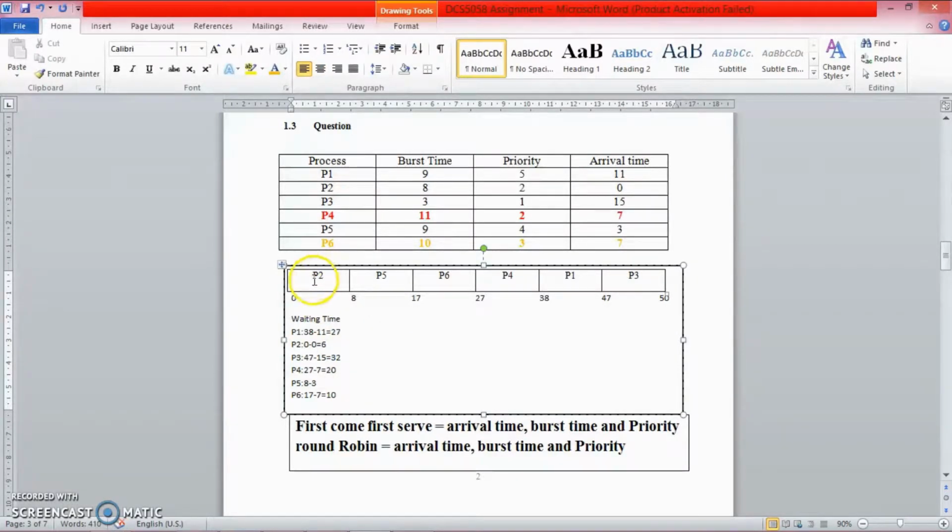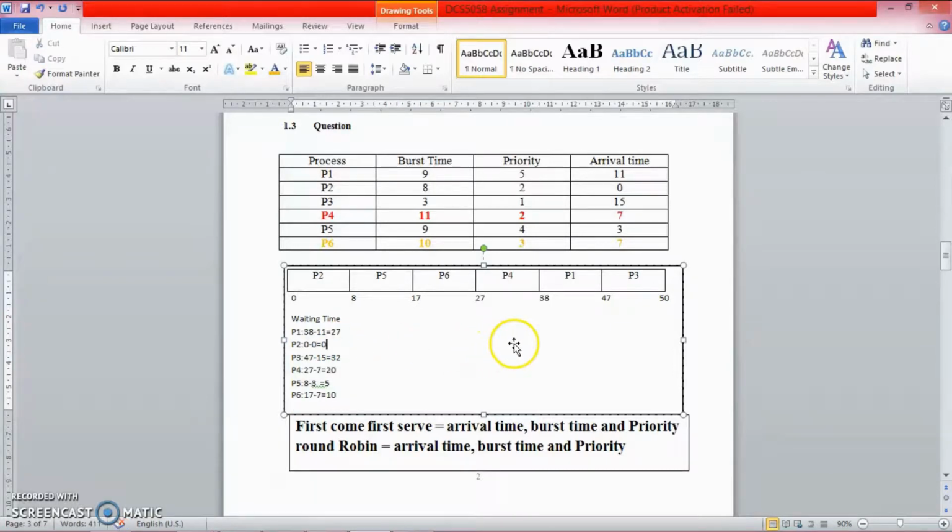And then P2 starts at 0 and the arrival time is 0. So 0 minus 0, you will get 0. For P3, the starting time is 47, but the arrival time is 15. So you have to do 47 minus 15, you will get 32. And followed by everything, you will get this for the waiting time.